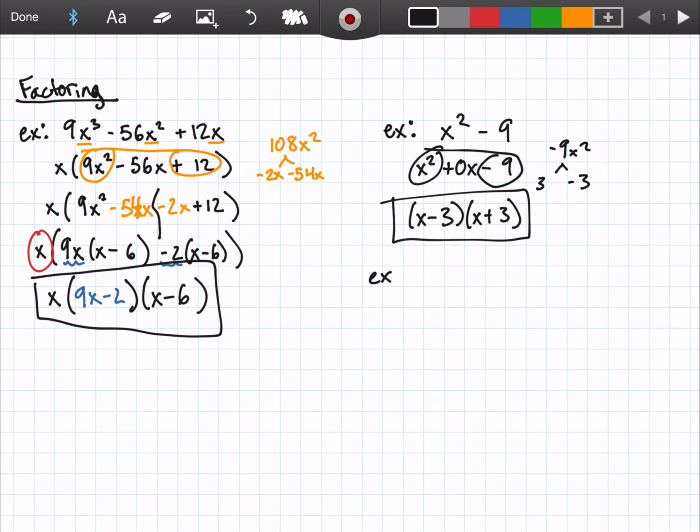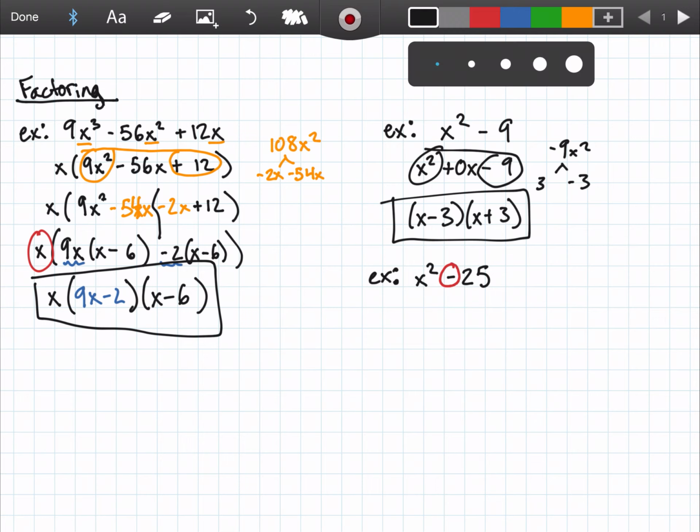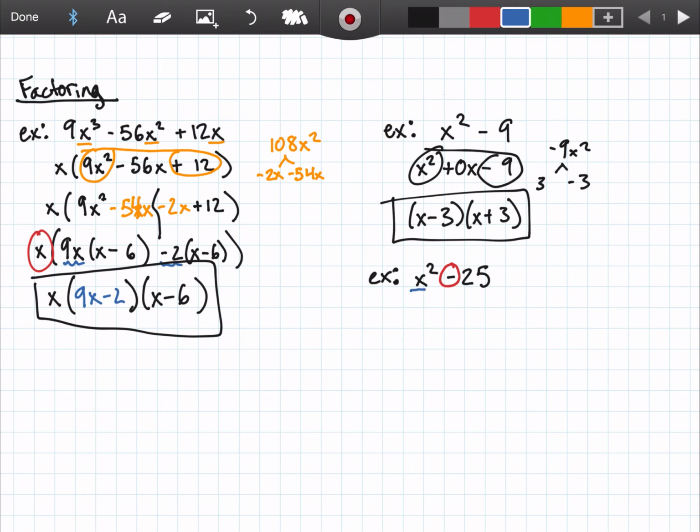But that's already pretty quick, but we can go even faster, because I could do like an x squared minus 25. Well, difference of squares, difference meaning subtraction, there's a difference there. And of squares meaning I have two terms. Hey, x squared is really x being squared. 25 is 5 being squared.